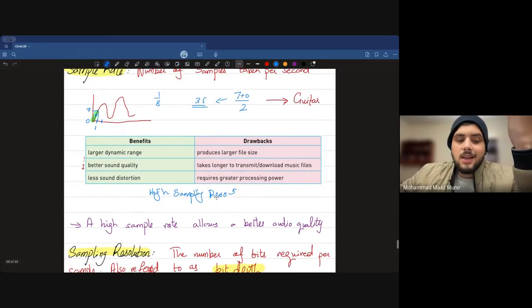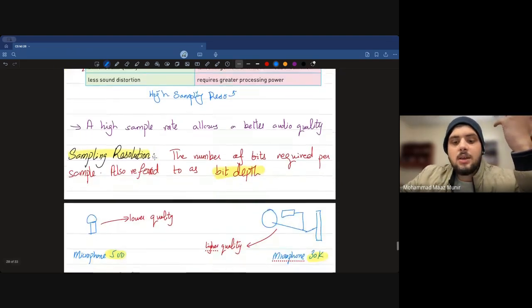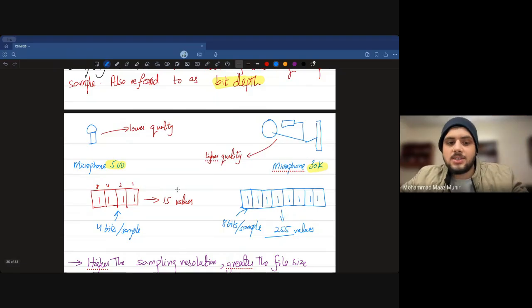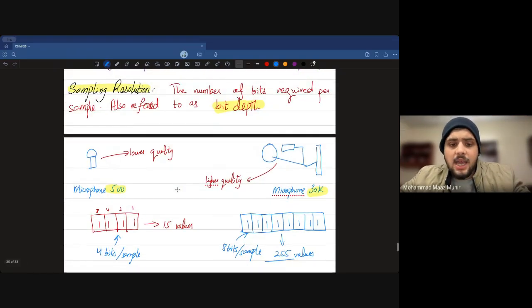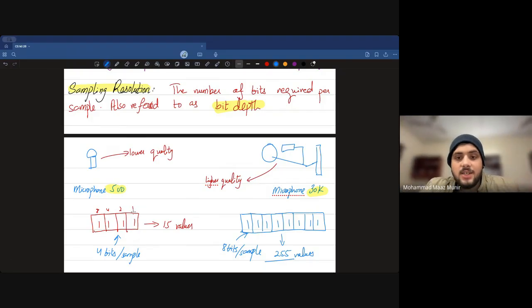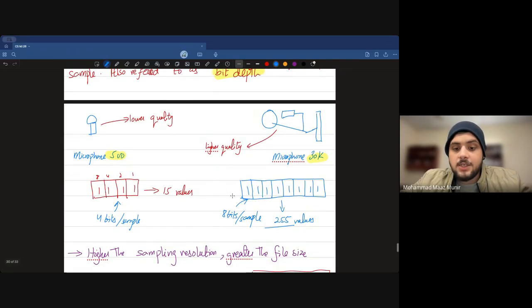So, when you have a larger sampling resolution, this allows you to have a larger dynamic range. When I say larger dynamic range, it means this concept where, if you're making use of, let's say, 1 bit per sample, then you might have, let's say, one register for the whole sound. So you can maximum have 4 bits per sample, which means that you could have 15 different values. But if I make it 8 bits per sample, we can have 255 different values.